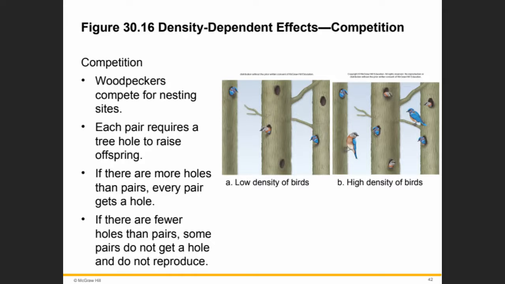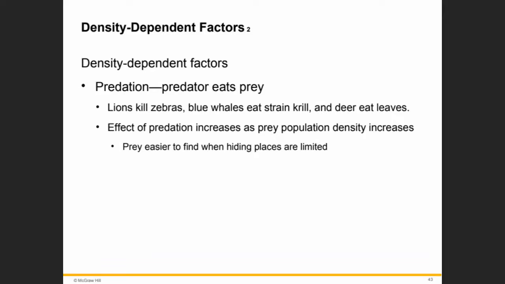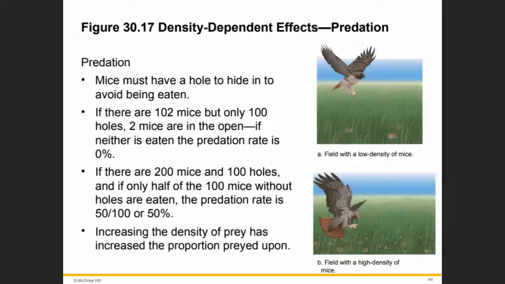Another density dependent factor that we can cite is predation, like predators eating prey. Lions kill zebras, blue whales eat krill, deer eat leaves. So the effect of predation also increases as the prey population density increases. Prey are easier to find when hiding places are limited. The mice might have a hole to hide in to avoid being eaten.